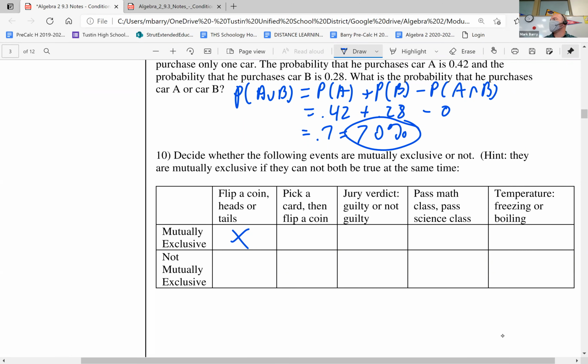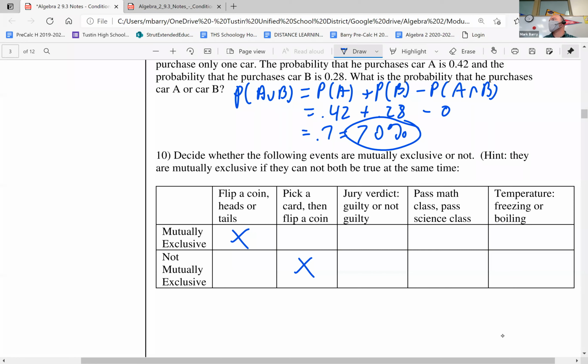The second one, pick a card, then flip a coin. I should have expanded on this. Let's say you pick a card, and you want to get a king, and then flip a coin and you want to get heads. Are those mutually exclusive or not? I would say these are not mutually exclusive because it is possible you could get heads and get a king, right? Those could both happen at the same time.